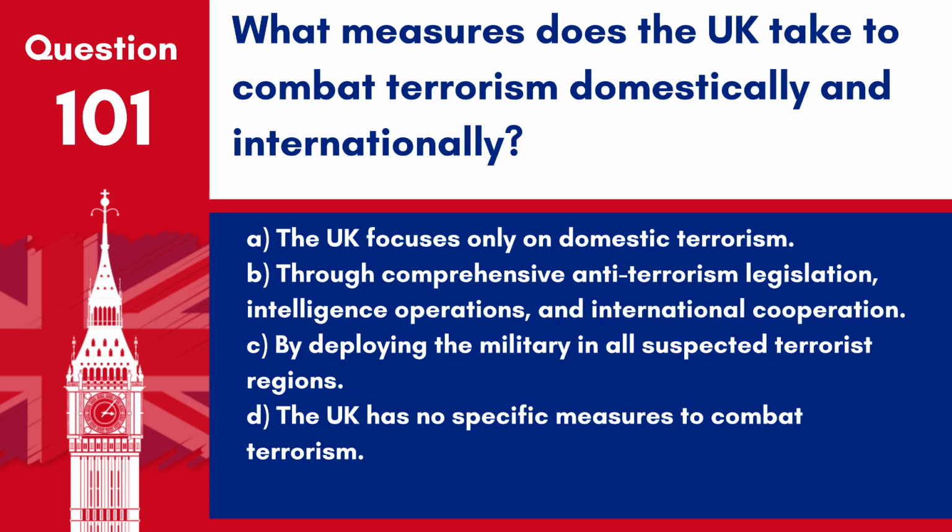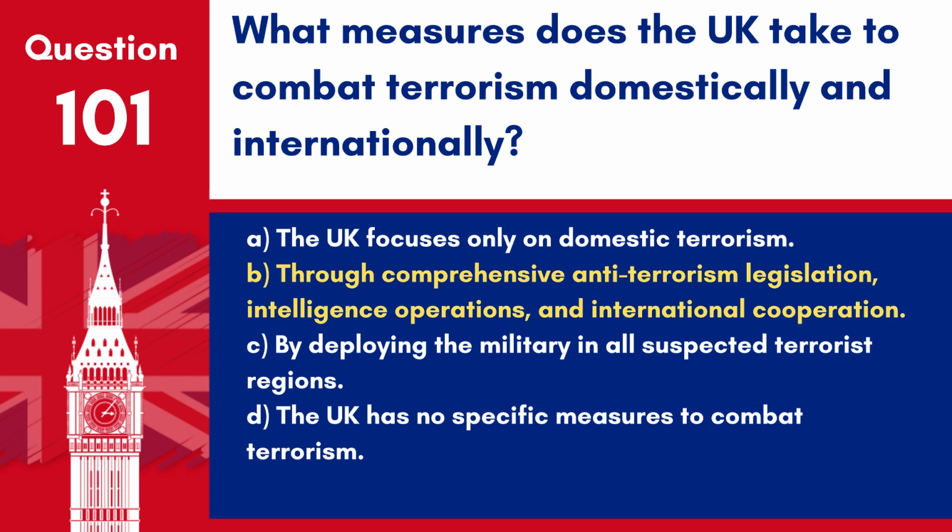Question 101. What measures does the UK take to combat terrorism domestically and internationally? A. The UK focuses only on domestic terrorism. B. Through comprehensive anti-terrorism legislation, intelligence operations, and international cooperation. C. By deploying the military in all suspected terrorist regions. D. The UK has no specific measures to combat terrorism.